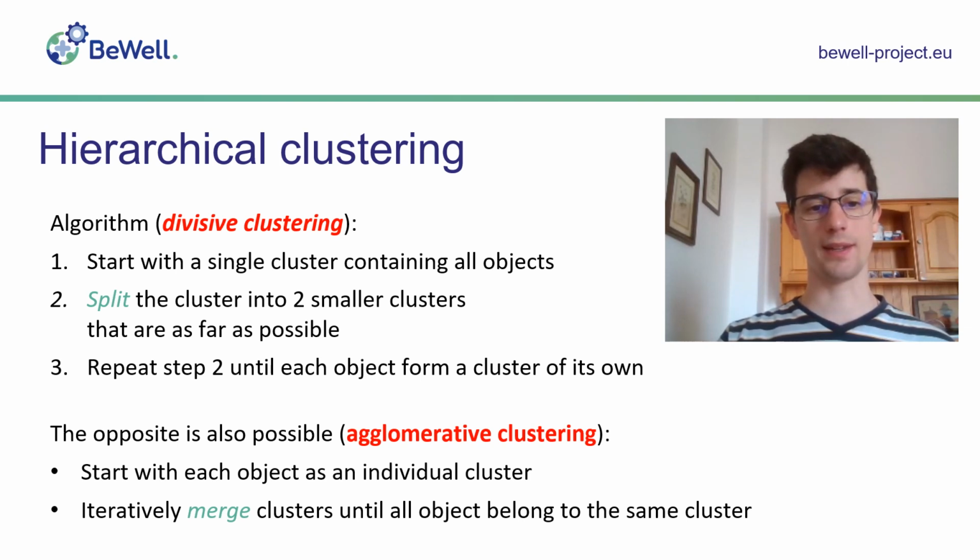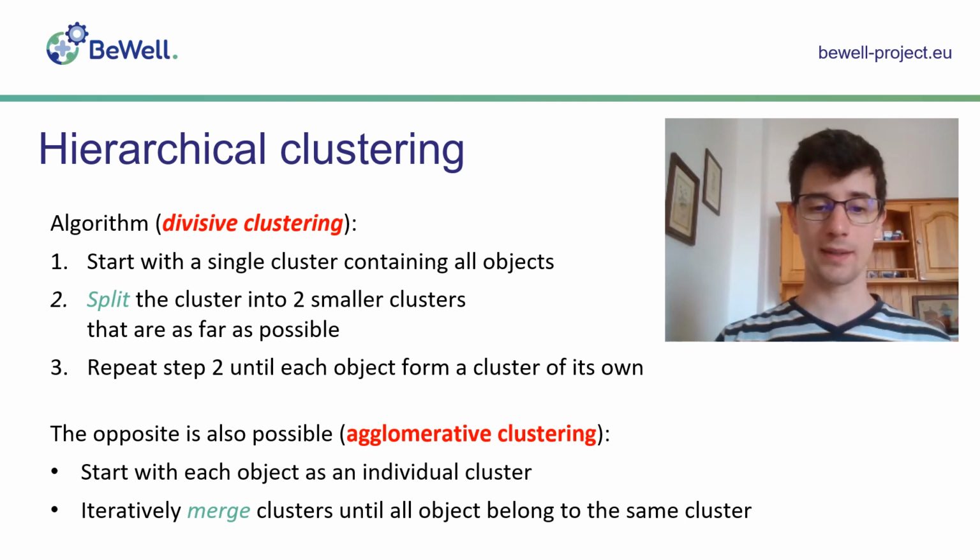Here we briefly discuss how the algorithm proceeds to find the final partition. First, it starts by putting all points together in a single cluster. Then, such big cluster is split in two smaller clusters, which must be as far as possible according to the notion of distance between clusters we introduced in the previous slide. This step ensures that the two subpopulations will be as heterogeneous as possible. Finally, such step is repeated until each object forms a cluster of its own.